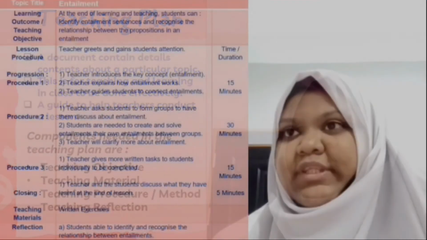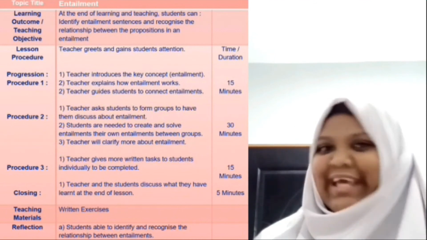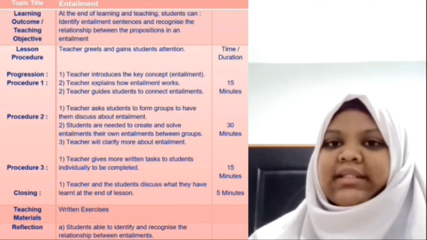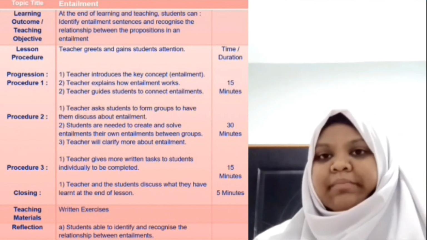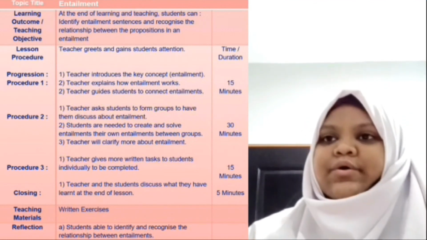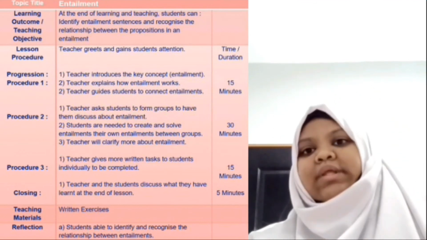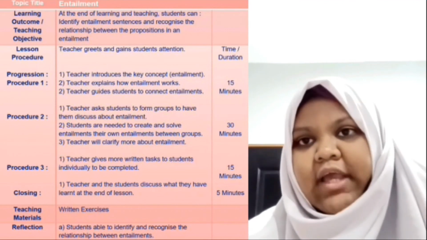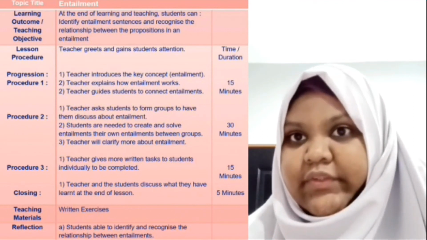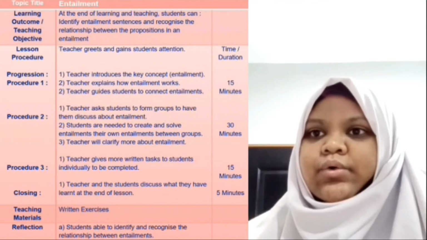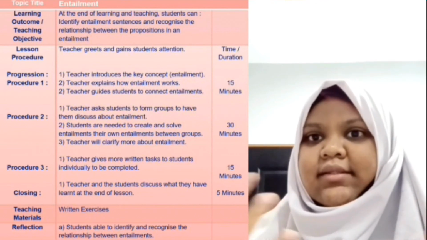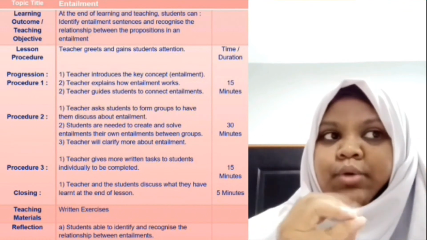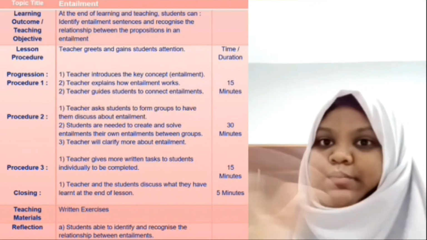Okay, so with the teaching plan that we have agreed on, first of all, of course, with the title of entailment as our topic for the class. So we come up with an objective, which is that the students are able to identify entailment sentences and how they can relate the relationship between these entailments from Pro A to Pro B or Pro B to Pro A.